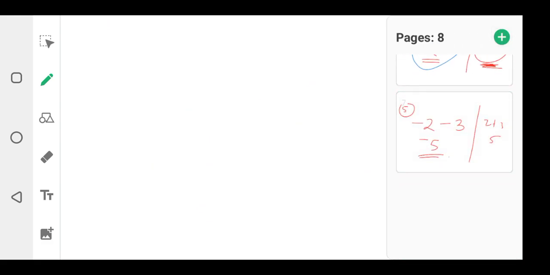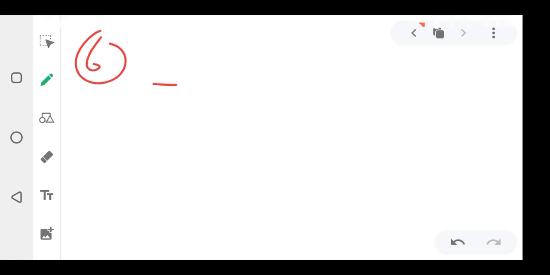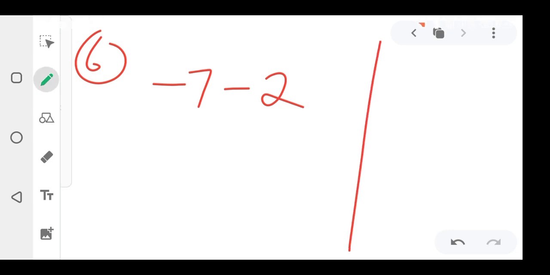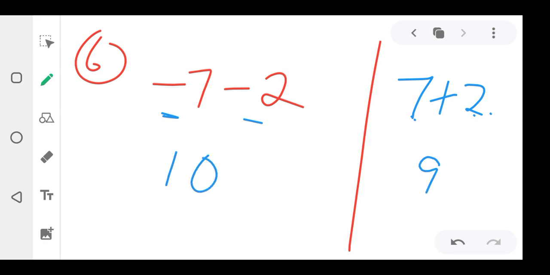Okay, example 6. Negative 7 minus 2. When the signs are the same, okay, this is a negative sign, that's a negative sign. What do you do? You add the numbers. What do you get? 7 plus 2, 9. And then you get 9 here. And then you maintain the sign. Negative, you maintain it. This rule only applies when the signs are the same. When the signs are different, you subtract the smaller number from the larger one, and then you pick the sign of the larger number. That's what I taught you.